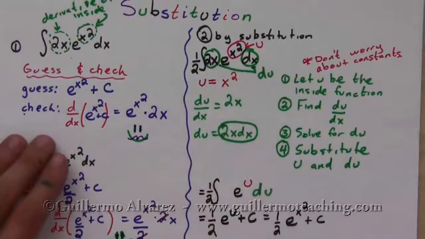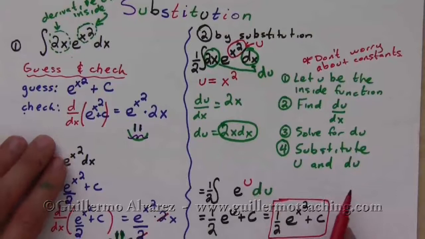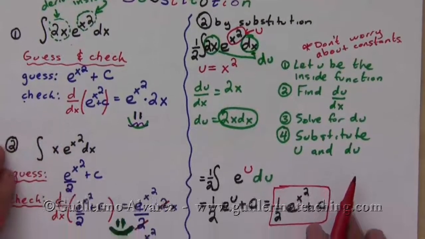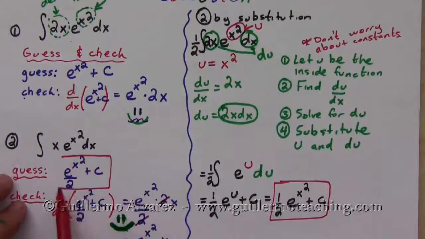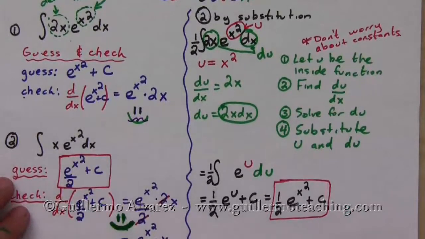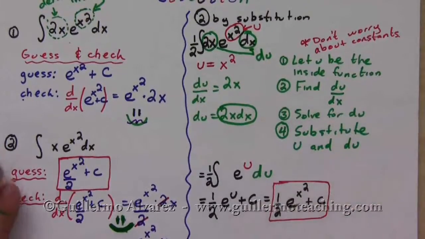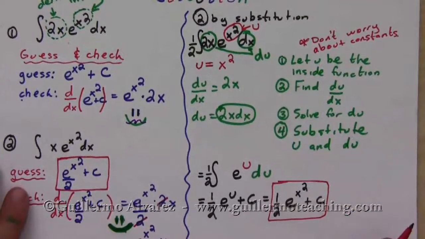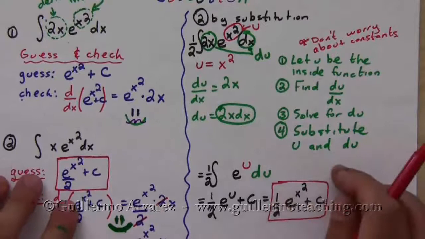And notice that this guess is exactly the same guess that I had back here when I did the guess and check method that worked. Now you might be thinking, well, the guess and check is much easier than substitution. Look at all those steps. But the guess and check isn't going to work when it gets harder.